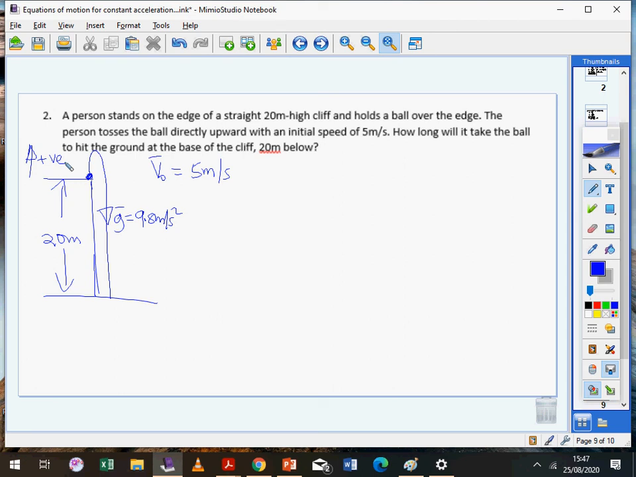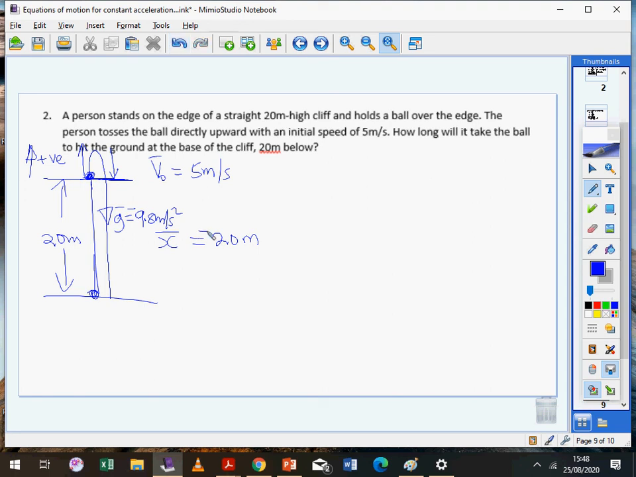So my initial velocity is 5 meters per second. That means my acceleration is negative 9.8 meters per second squared, because it's down, and down is negative. My displacement, where is this ball falling? Starting from here, remember it's displacement, it's not distance. I know it goes up there, yes, and it comes back down here, yes. But the displacement from this position to this position is simply 20 meters. Is it up or is it down? It's down, so my displacement will be negative.